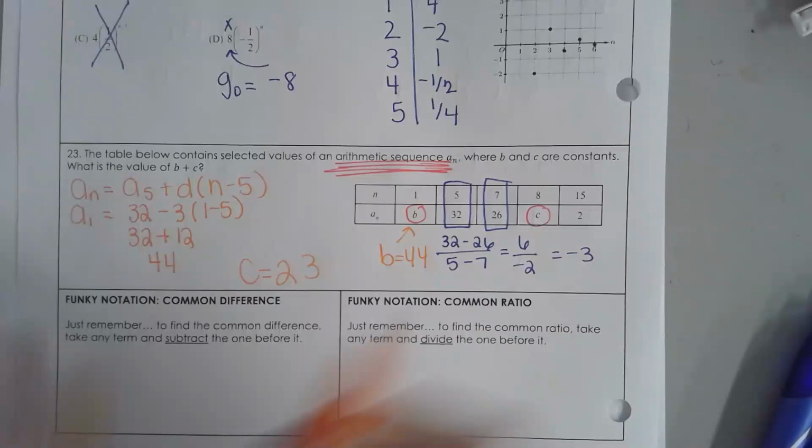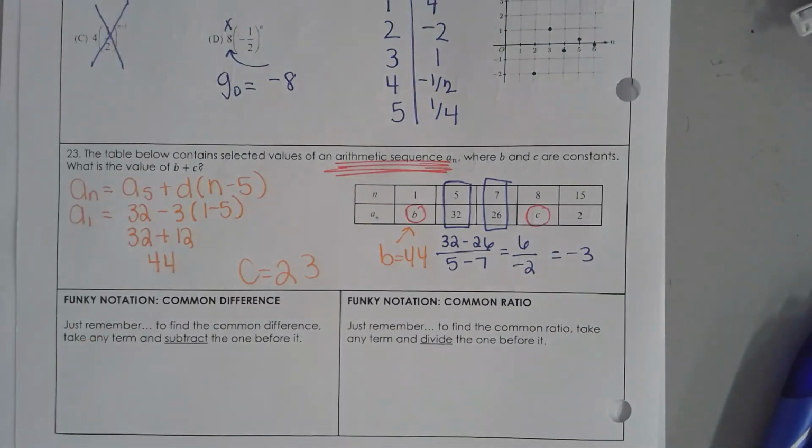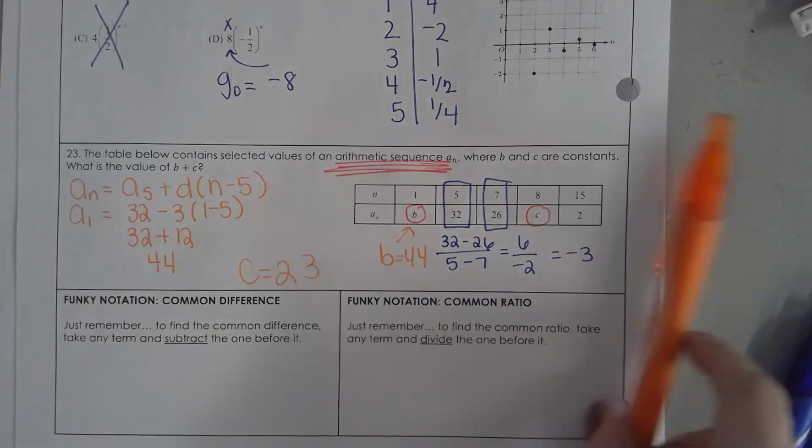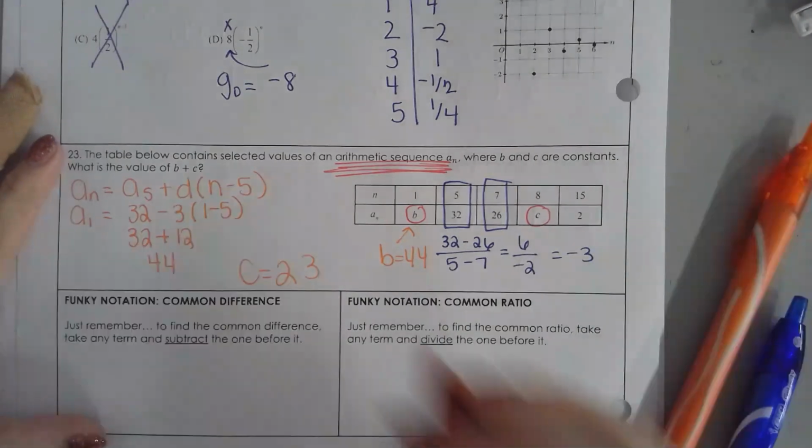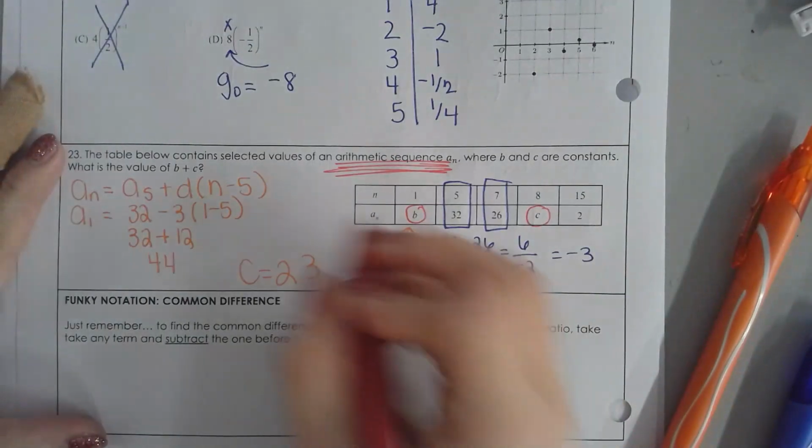I know I'm flying through this. We can look at another example tomorrow. Okay. But I could have said, okay, well, 32, if I'm going backwards, 32 plus 3, that's the 4th term, plus 3 is the 3rd, plus 3 going backwards is the 2nd, plus 3 is the 1st. Could have done that. And then the question really said, what's B plus C? So that would be 67.